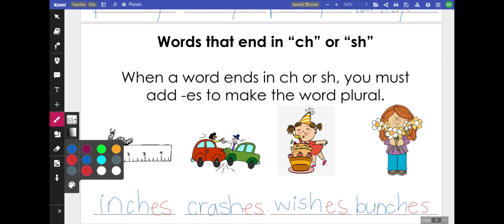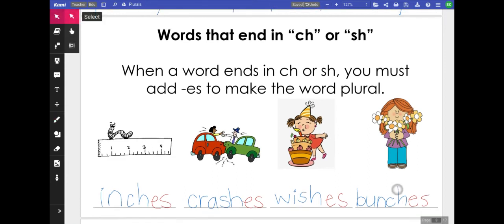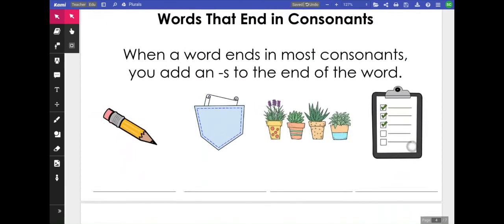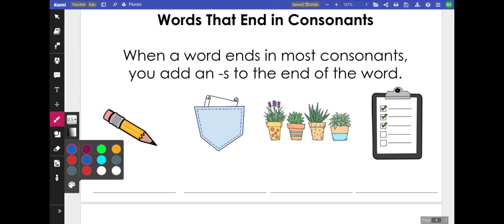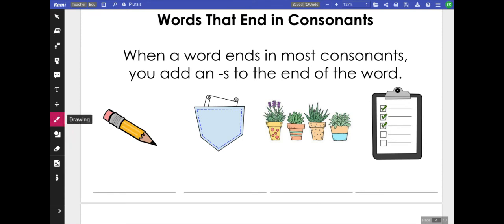All right, our last rule for plural words that we're going to look at today is when you just add an S to the end of the word. And there's a lot of words in the English language where we just add an S. So if you look, our spelling word from last week was pencil, right? So let's sound it out.